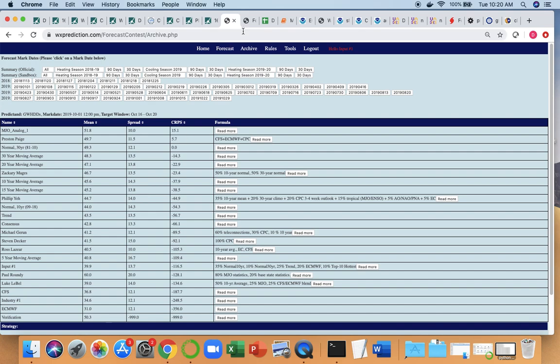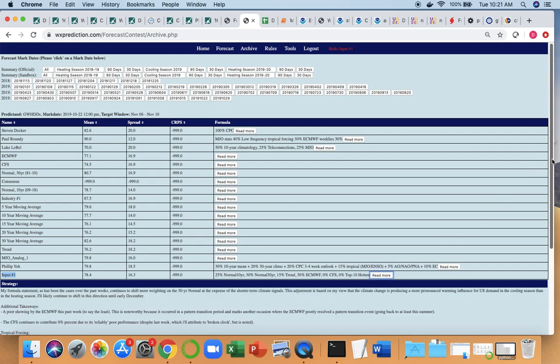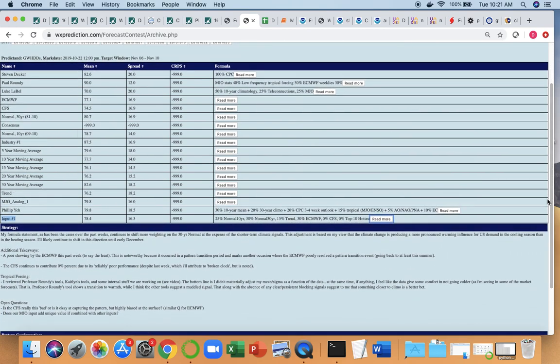All right, so that takes us. Let's shift over now to today's forecast, October 22nd. Again, my forecast on input number one down here at the bottom. So just a couple quick things about my formula here today.